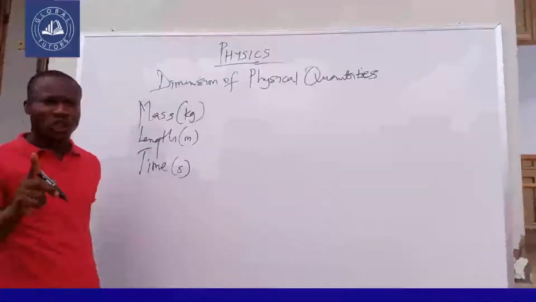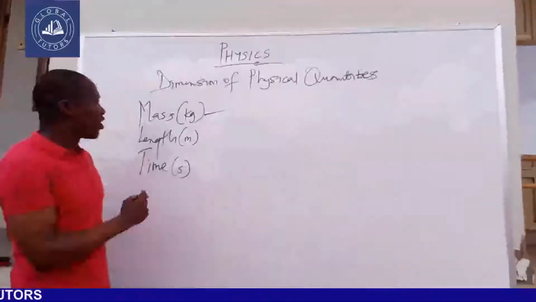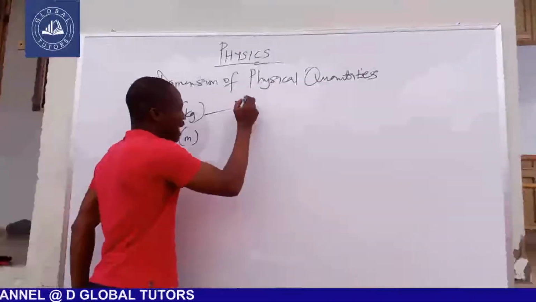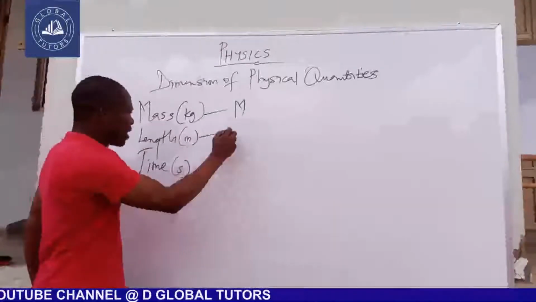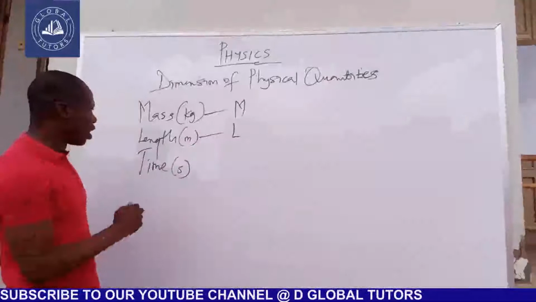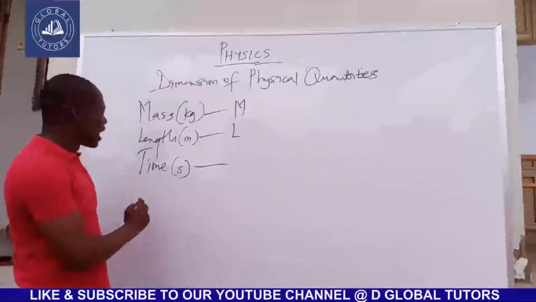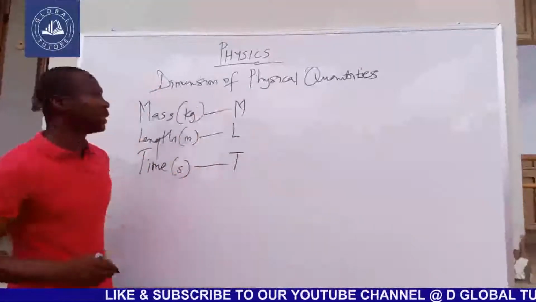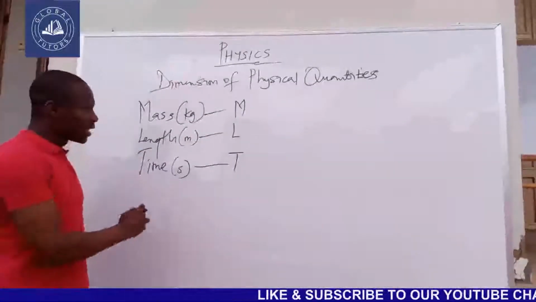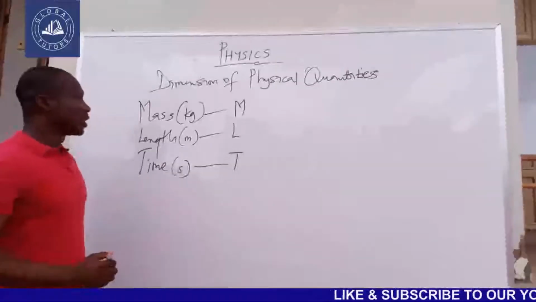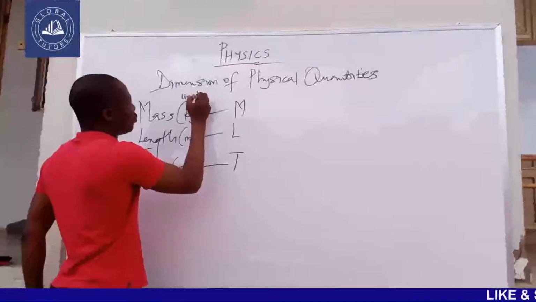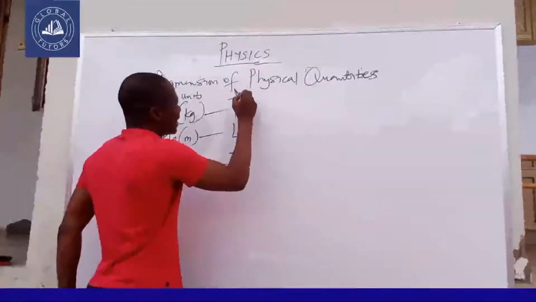But under dimension, the dimension of mass becomes the first letter of the quantity, which is capital letter M. The dimension of length becomes what? Capital letter L, the first letter of the quantity, and the dimension of time becomes capital letter T. These are the 3 dimensions of the 3 most important basic quantities in physics. Now, let me put this as units and this as dimension.